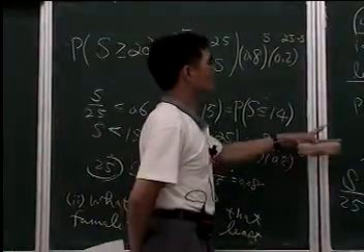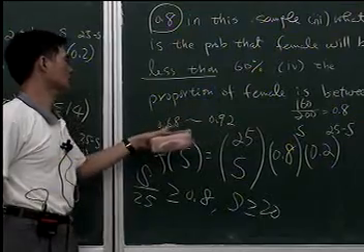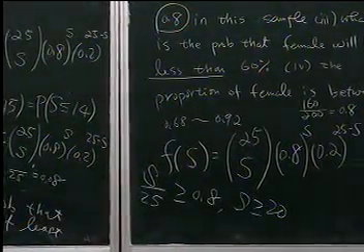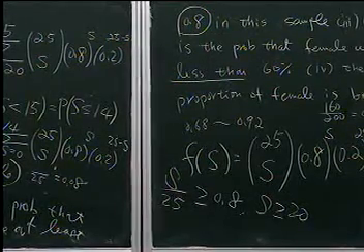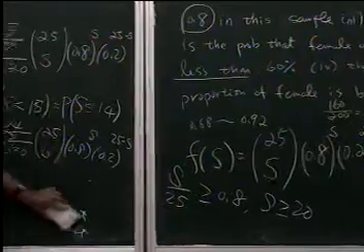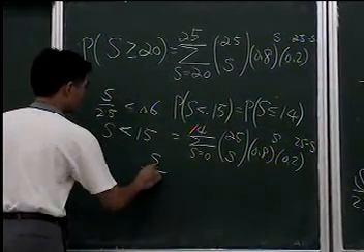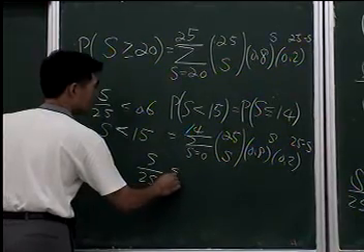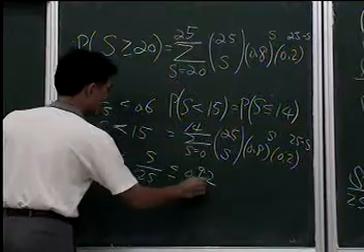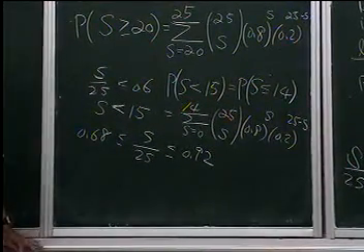Okay, then what about here? So the proportion of female is between this number and that number, okay? The same thing. Let me erase this part. So what does that mean? That means S divided by 25 must be less than or equal to 0.92, right? And this one is 0.68, okay?